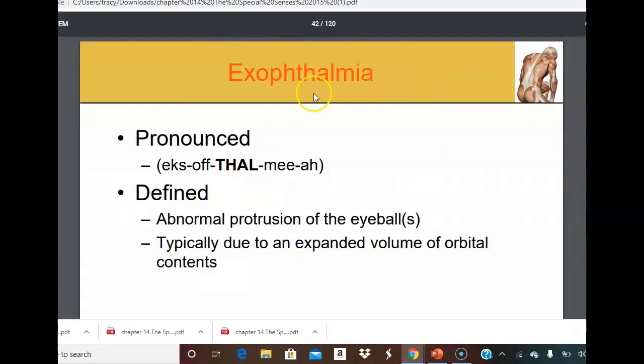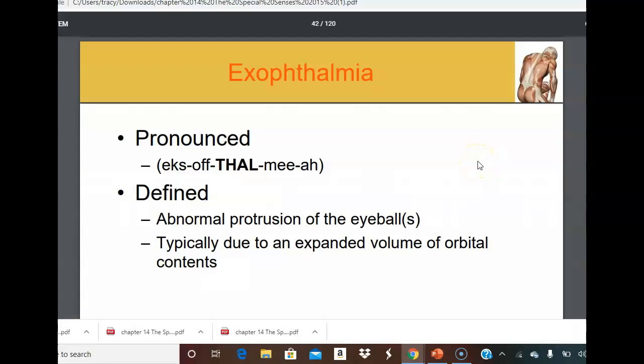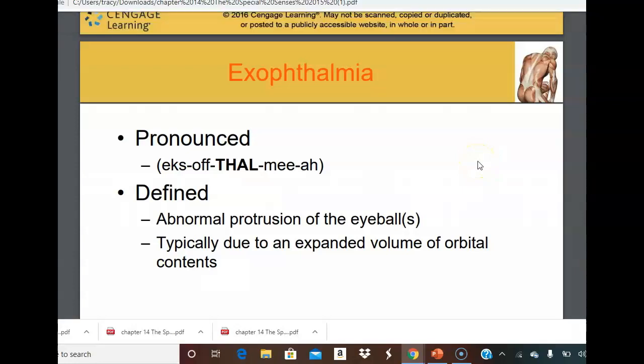Now, exophthalmia: exo means out, and here we're referring to the eyes. This is an actual protrusion of the eyeball itself. Exophthalmia is a condition we normally see isolated to an endocrine condition called hyperthyroidism. In that condition there's an increase in the body's metabolism, and that chronic increase leads to an expanded volume of the orbital contents, which protrudes the eyes outward. We don't generally see this with other things.